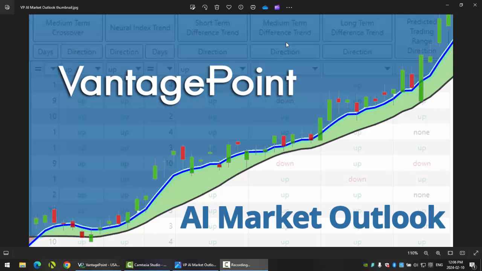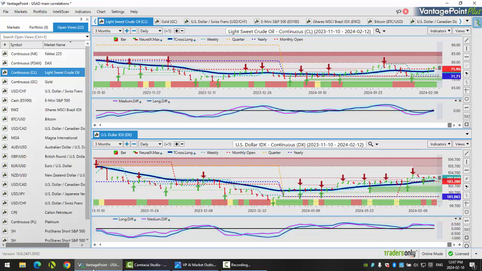My name is Greg Furman, and this is the Vantage Point AI Market Outlook for the week of February the 12th, 2024. Now, to get started this week, we're going to begin where we usually do with the currencies and the equities, but I'll do things a little bit differently again this week and show how we can cover pretty much all the global markets from one chart setup.